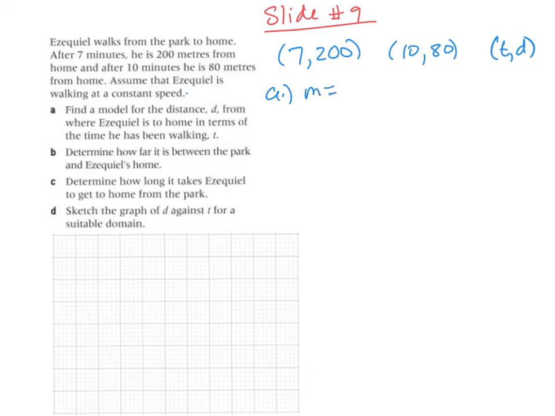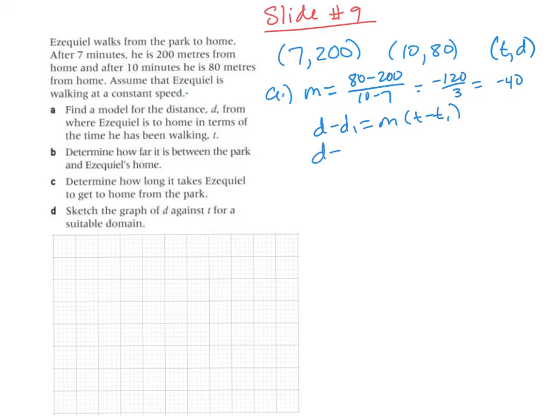So I'm going to start by finding the slope. I'm going to take 80 minus 200 over 10 minus 7, which is negative 120 over 3, which is negative 40. So my slope is negative 40. Then I'm going to plug into this formula. This is just point slope in terms of D and T. So it would be D minus 80, choosing this point, is equal to my slope times T minus 10.